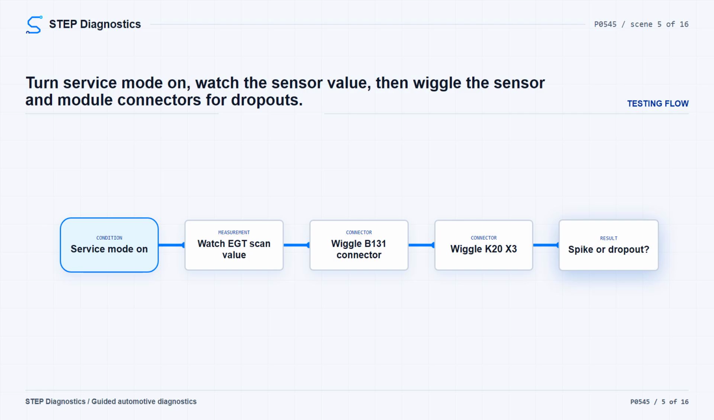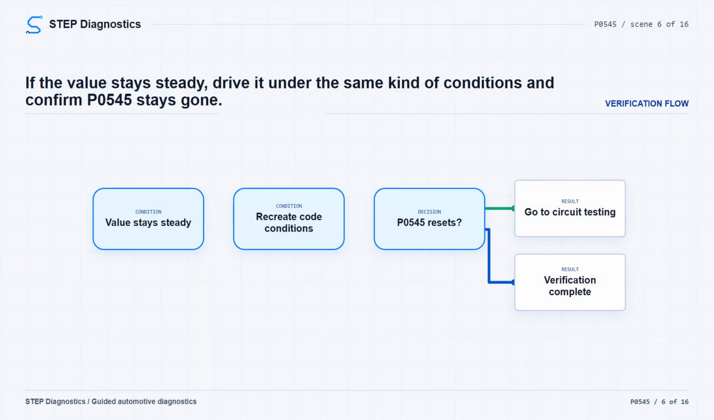Wiggle the harness and connectors at the B131 exhaust temperature sensor and at connector X3 of the K20 engine control module. If the value spikes or drops out during the wiggle test, repair the wiring, terminals, or connector issue as needed. If the value stays steady, reproduce the operating conditions, or reproduce the captured conditions from when the code set, and confirm P0545 does not reset. If it does reset, move into circuit testing. If it does not reset, verification is complete.